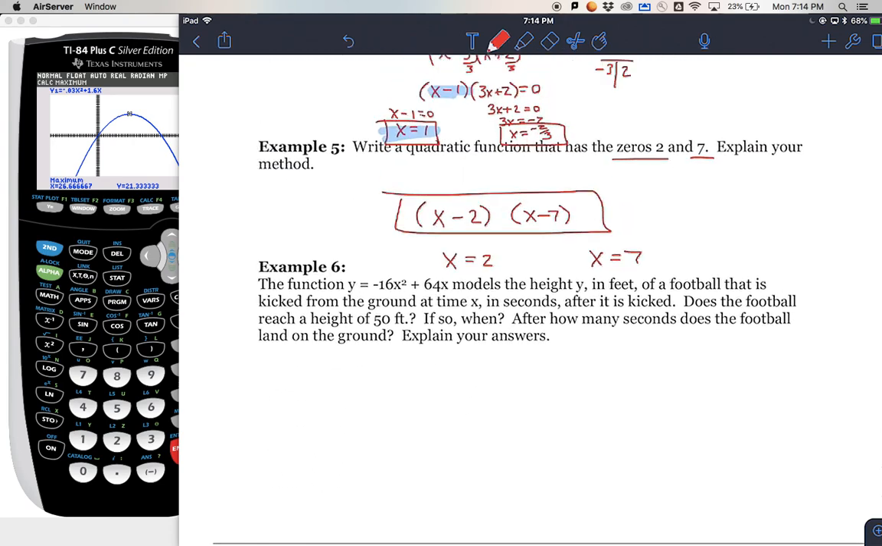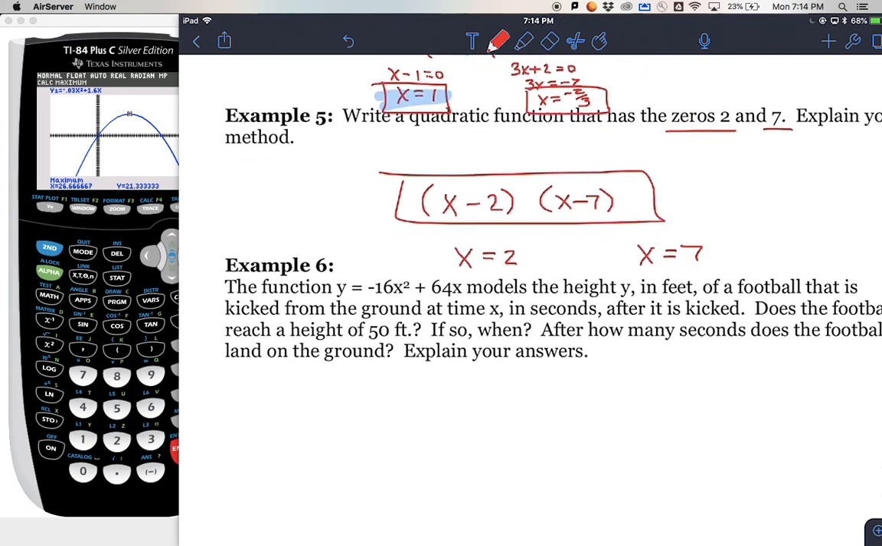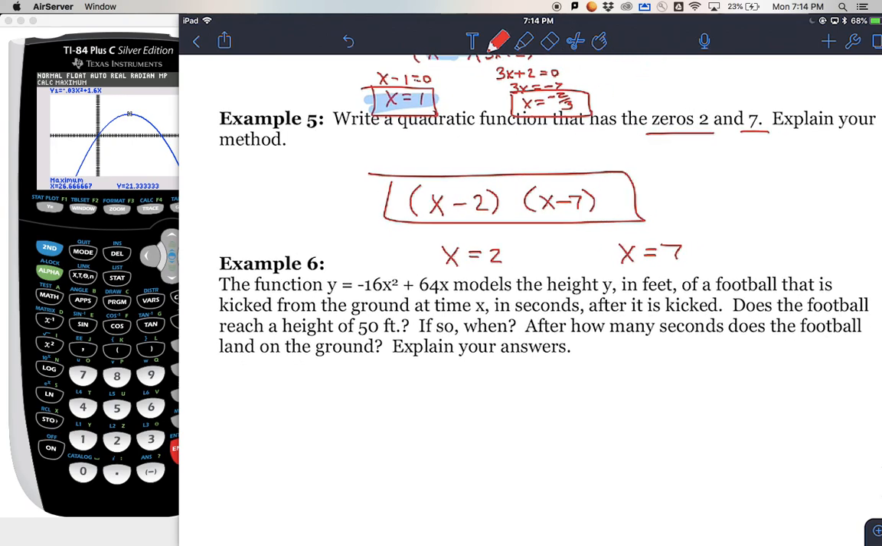Okay, and then I guess we got this last one here. So last word problem here. Here's your function. It models the height, in feet, of a football that is kicked from the ground at time x in seconds after it is kicked. Does the football reach a height of 50 feet? If so, when? And then after how many seconds does the football land on the ground?